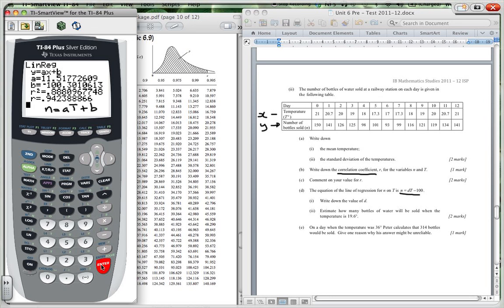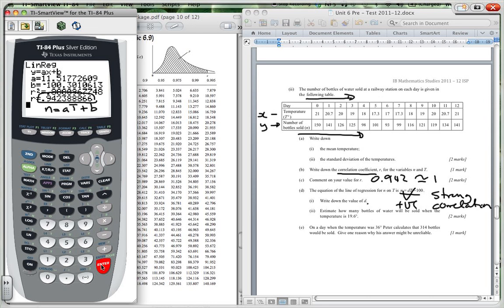Well, my correlation coefficient is 0.9423. Okay, so it's nearer 0.942. Okay. And then it says comment on your value for R. Because this is very close to 1, you have a very strong correlation. And it's a positive correlation. In other words, as your temperature increases, the number of bottles of water also increases correspondingly.